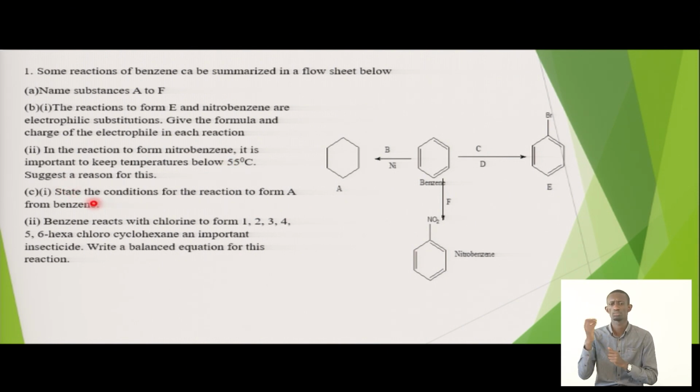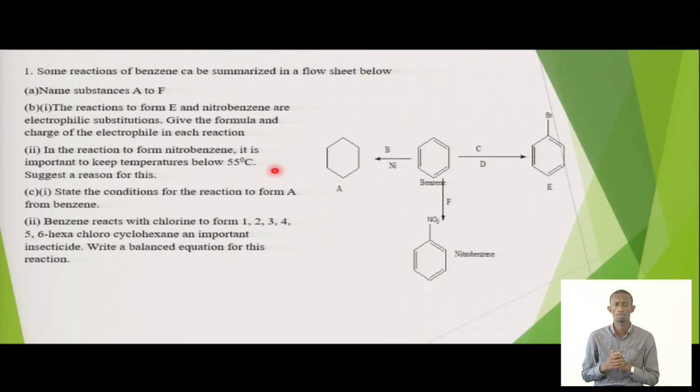State the conditions, that is part C, Roman 1. State the conditions for the reaction to form A. This is A from the benzene. So this is the benzene we are talking about. Part 2, benzene reacts with chlorine to form 1, 2, 3, 4, 5, 6 hexachlorohexane, which is an important insecticide. Write a balanced equation for this reaction. So those are some of the questions for number 1. So we're going straight to answer.